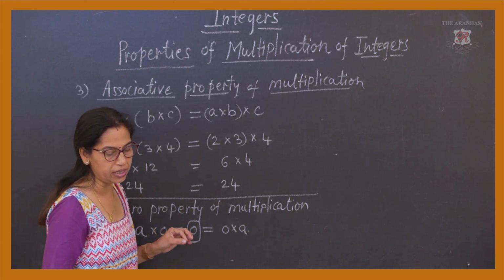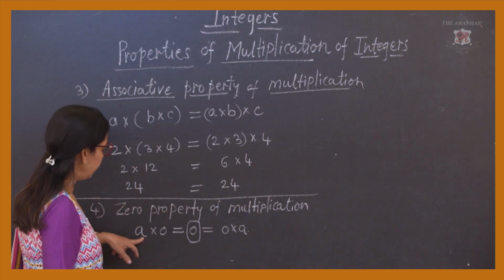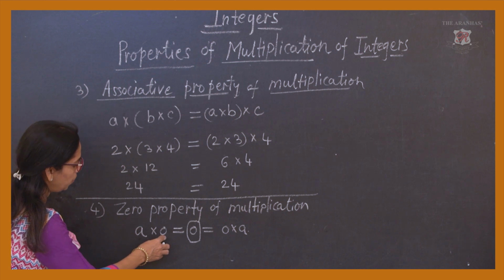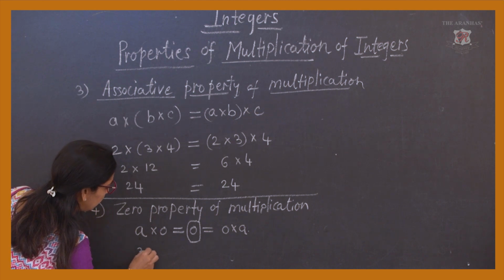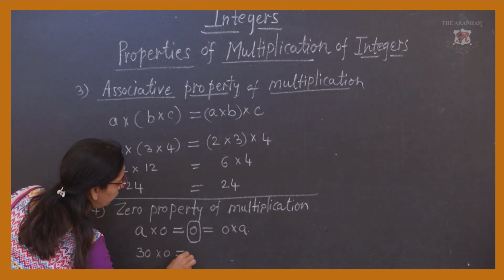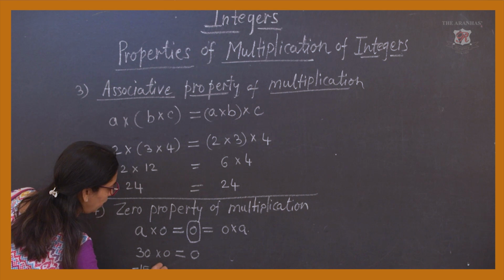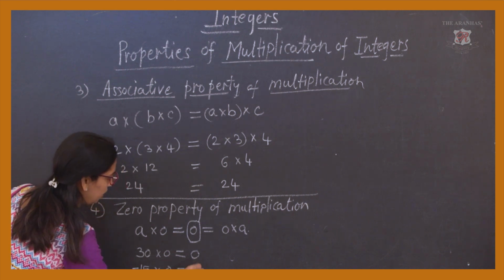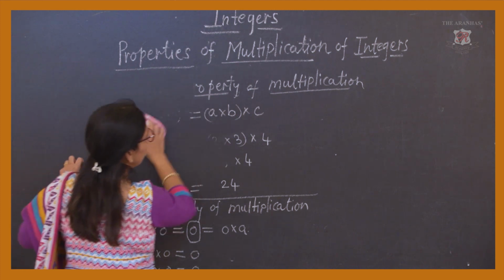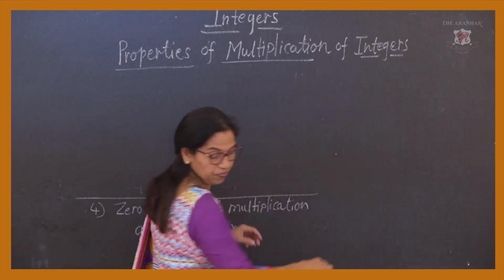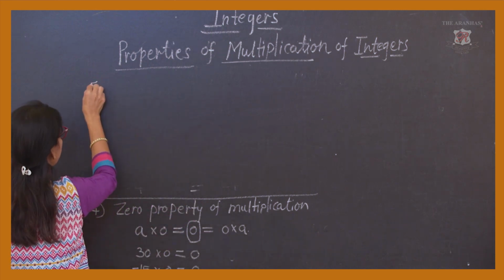Now the next property is multiplicative identity. Now as we have seen, any integer when multiplied with 0, we get the answer 0. Suppose you take any example here, 30 multiplied by 0, you will find the answer as 0. Or you take any other integer and check, you will find the answer as 0. So the next property is multiplicative identity.